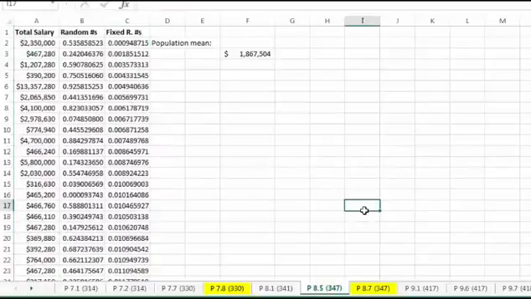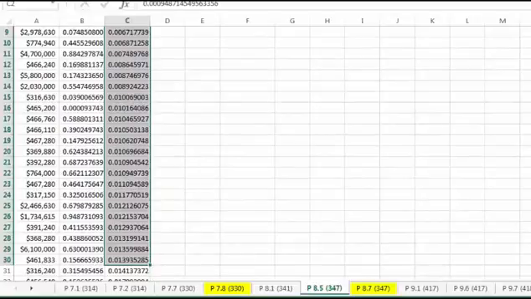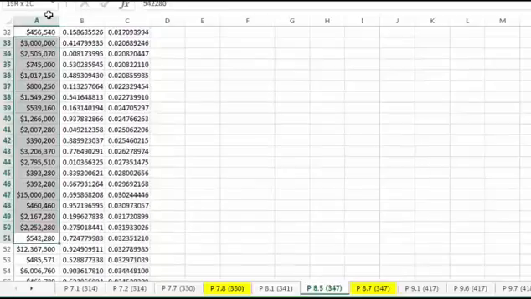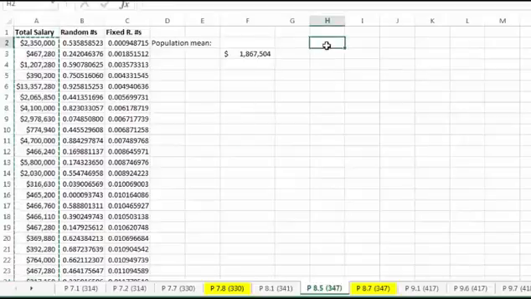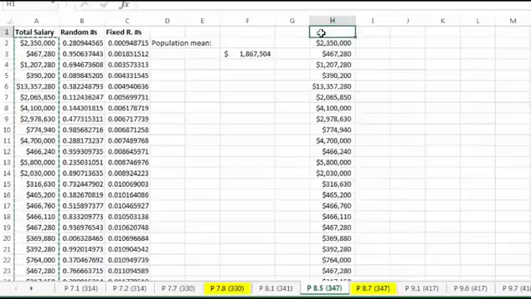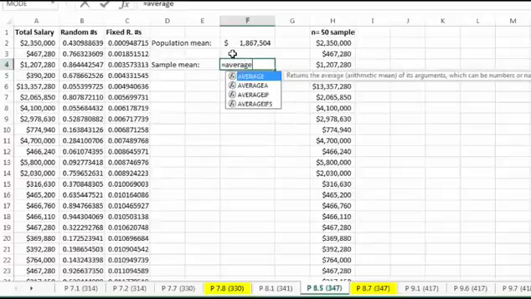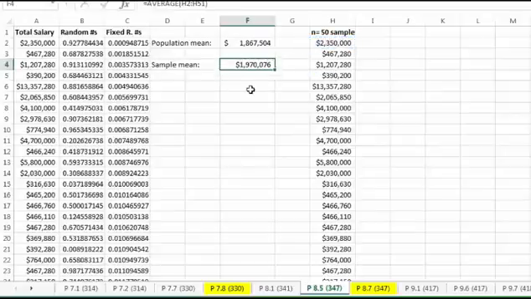Now pick the first 50, which is going to be rows 2 through 51, and that's going to be my salary values. So I'll just go ahead and grab the salary values. Control C, and I'm going to paste that over here. And that is my n equals 50 sample of salaries. Now let's calculate our sample mean. My sample mean equals average of H2 to H51. And I'm at 1.97 million instead of 1.86 million.